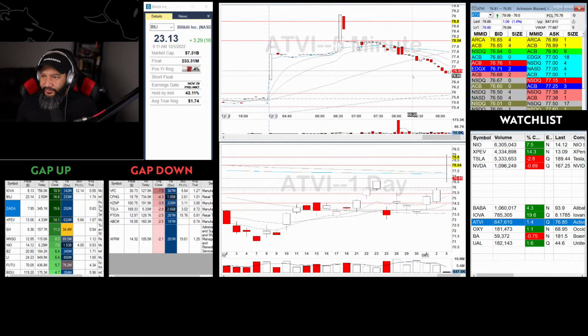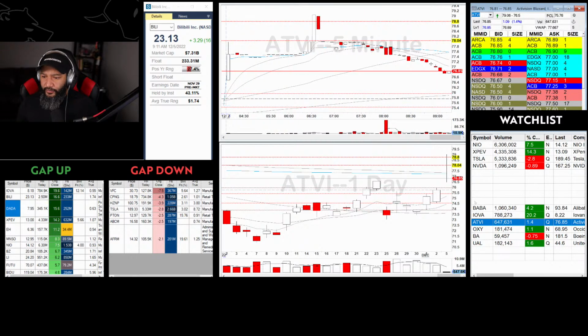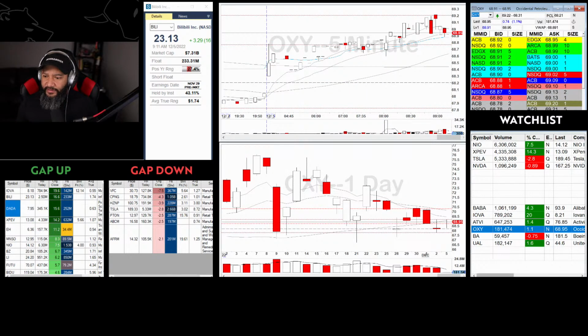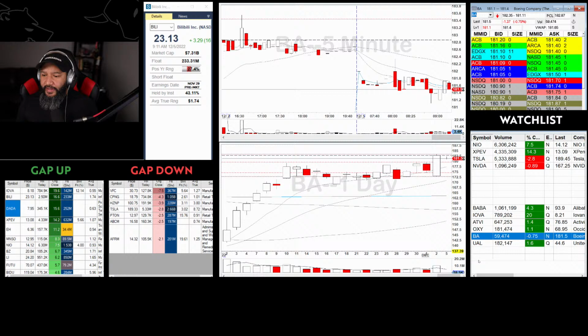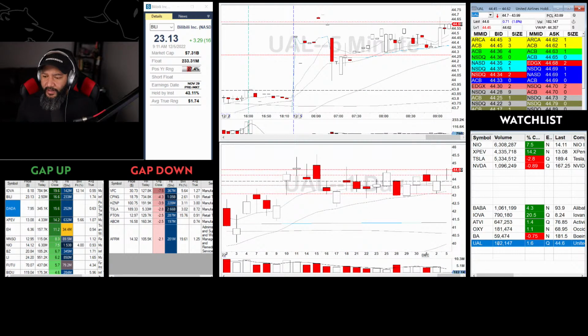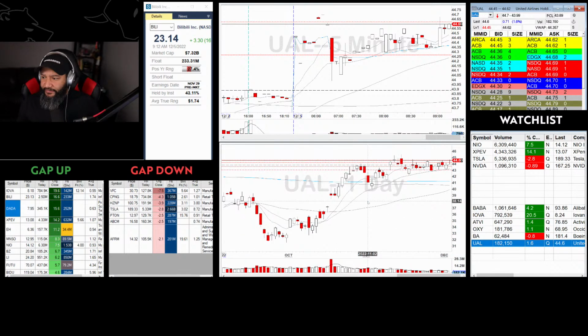ATVI coming down here a little bit as well, up 1.4, down from the highs. Oxy not doing a whole lot, but that's okay. BA and United for some possible news breakout or activity when the volume actually comes in. If you look at United's daily, besides the volume, daily looks good, right? For a possible breakout, if this news is going to be strong, hopefully we can hit that 45.58 and higher on United Airlines here.